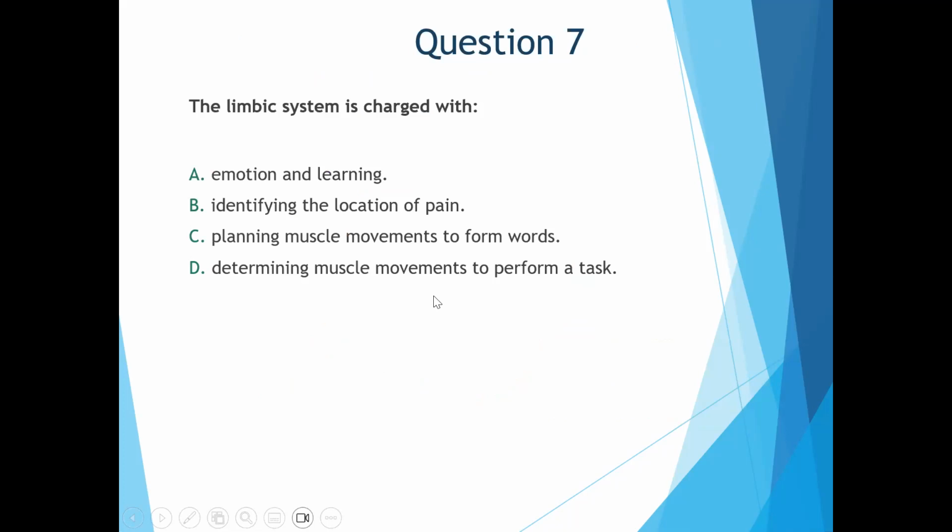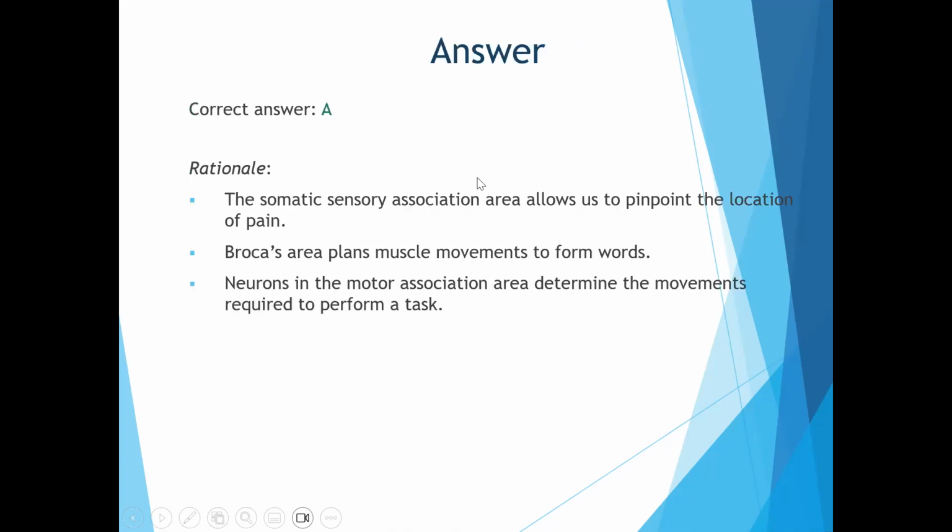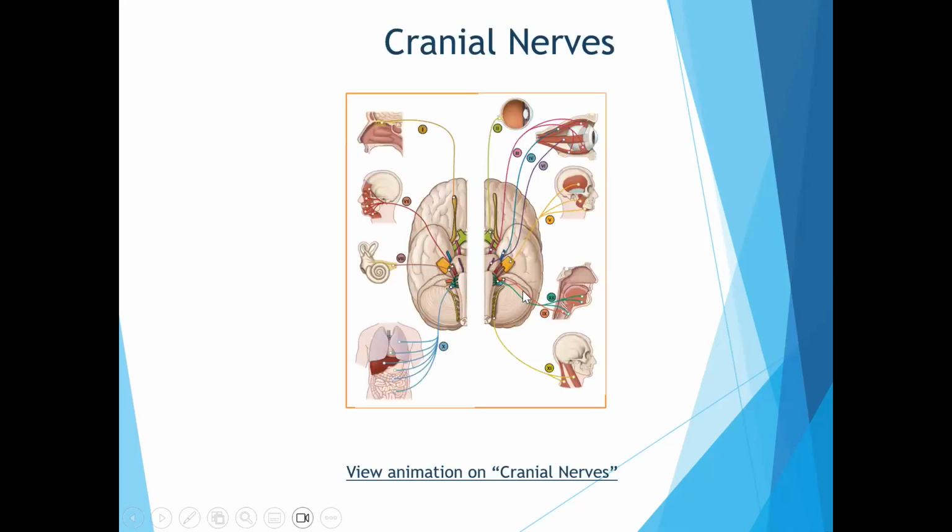Okay, review question 7 for this chapter. The limbic system is charged with A, emotion and learning, B, identifying the location of pain, C, planning muscle movements to form words, or D, determining muscle movements to perform a task. So remember, A, our limbic system is the emotional brain. Our somatic association area is what helps us pinpoint pain. We just said Broca's area is where we plan our muscle movement to form words. And then the motor association area determines the movements required to perform a task before it passes it to the precentral gyrus, or the primary motor cortex.